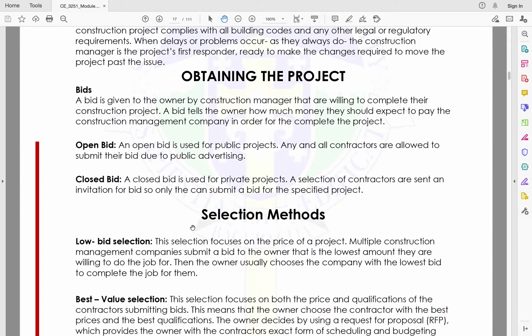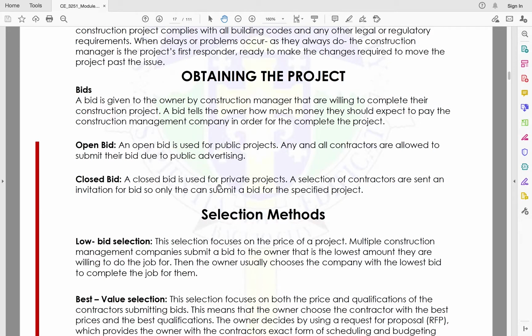So we have the open bid. So an open bid is used for public projects. So any and all contractors are allowed to submit their bid due to public advertising if you are not yet banned. Okay? So may mga construction firm kasi na nakaban na due to history of not delivering the quality or not finishing the project. Okay? So may mga binaban na sa mga bidding.